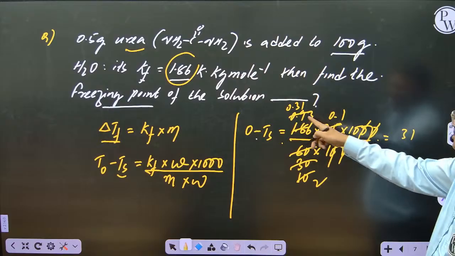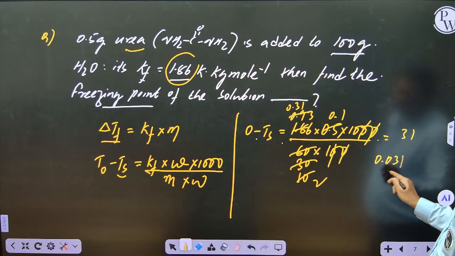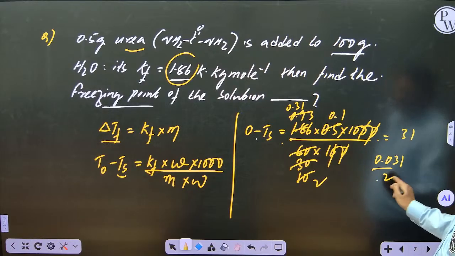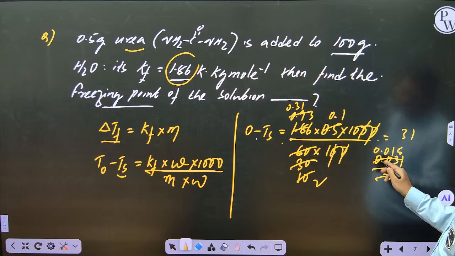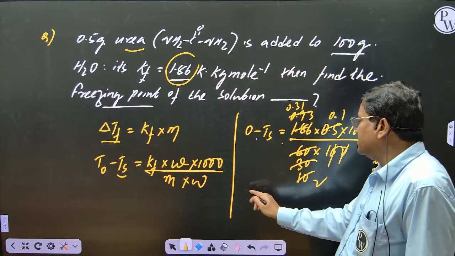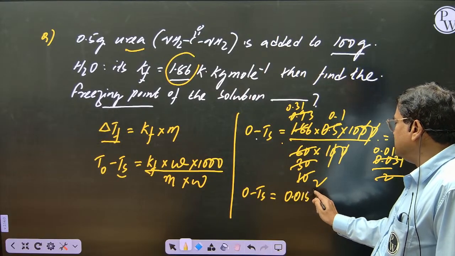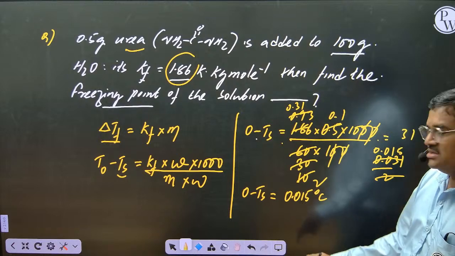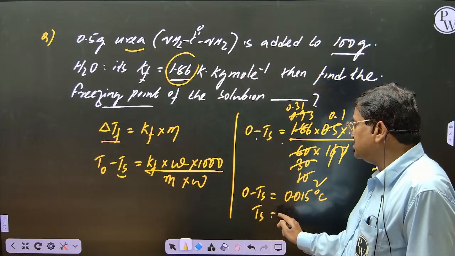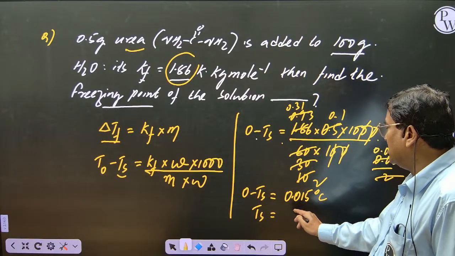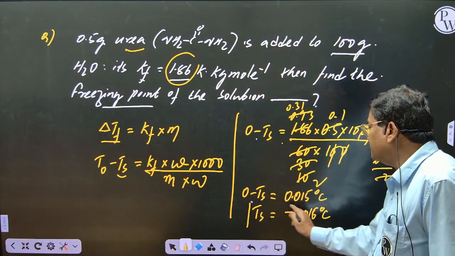You write decimal after how many digits? 3 digits. That is 0.031 by 2. And on simplification, this can cancel by 0.02. Ones are 2, 2 5s are 10. So nearly 0.015 we get. That means 0 minus Ts is coming how much? 0.015, this much in degree Celsius. So this is the value we got, but this is not the freezing point of solution. Now freezing point of solution, when you bring that side, you get minus of 0.015 degrees Celsius. This will be the freezing point of the solution.